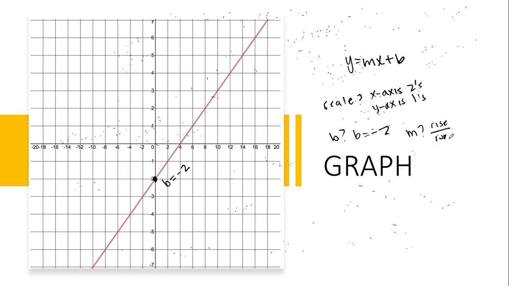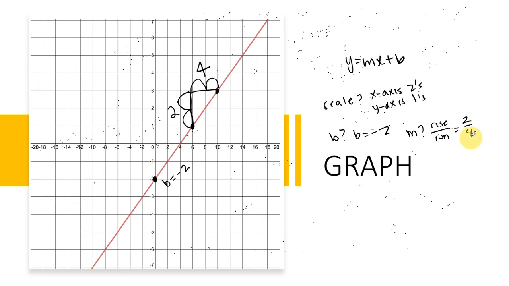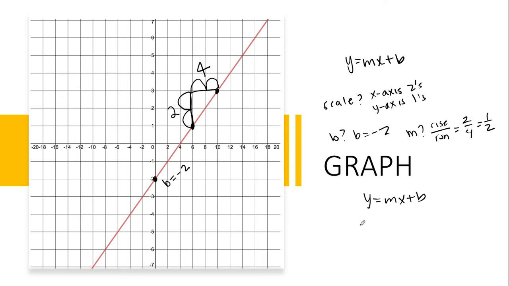So it's my rise over run. Find another point on your line. I'm just going to use these 2 points right here. Rise over run. Now, before you start counting bunny hops, remember, you have to think, what is it going by? My y-axis is going by 1, so I'm rising 1, 2. But my x-axis is going by 2, so I'm running 2, 4. So my slope is 2 over 4, which reduces into 1/2. So what's my equation? Y equals mx plus b. Y equals 1/2 x minus 2.